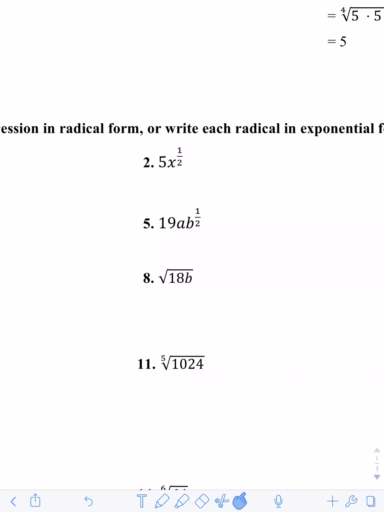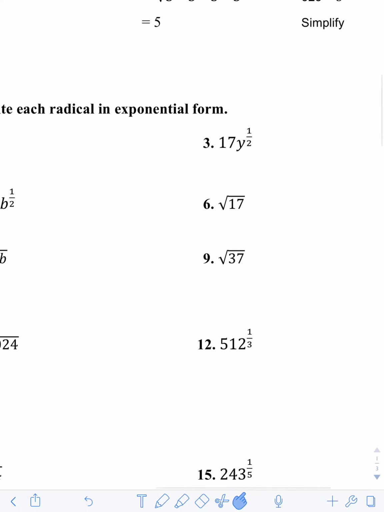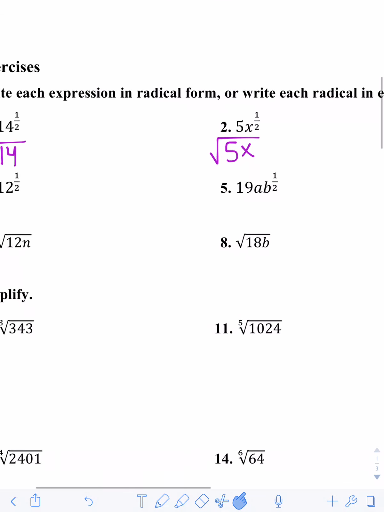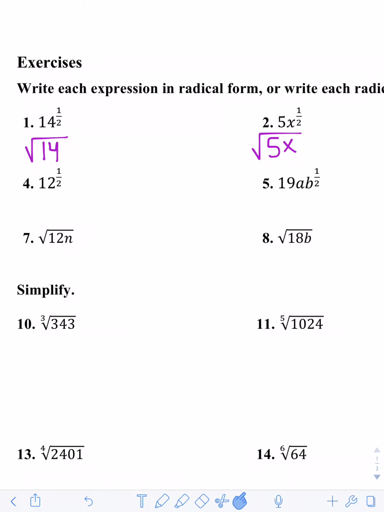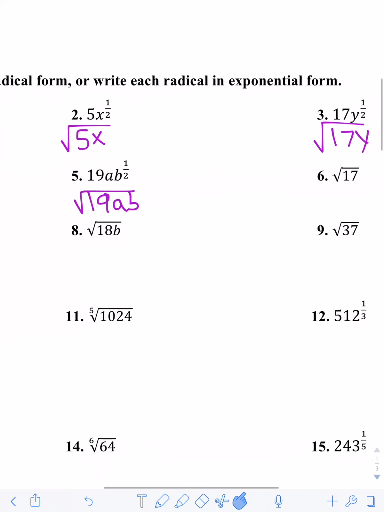Number 2, again, is to the power of 1/2, so you just do the square root sign and write 5x. Number 3 is to the 1/2, so square root 17y. Okay, so I'm going to see if there's anything else that's to 1/2, and there's 2 more. Number 4, square root, and then 12. Number 5, square root of 19 times a times b. Okay, so that's fairly easy on those.